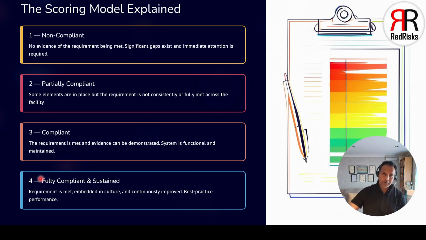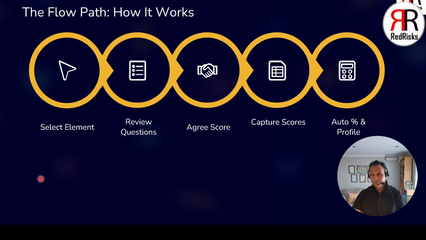We're of course looking for a graded approach in terms of how that element is covered when we're looking at all the different facets and aspects associated with that particular element. The flow path is very simple. We select an element, we review the questions, straightforward enough, and agree a score if you're doing it with a team. Always best to do these in a team. Then capture the scores, and then you can look at the auto percentage and a profile. What do you need to improve when it comes to looking at that particular element?